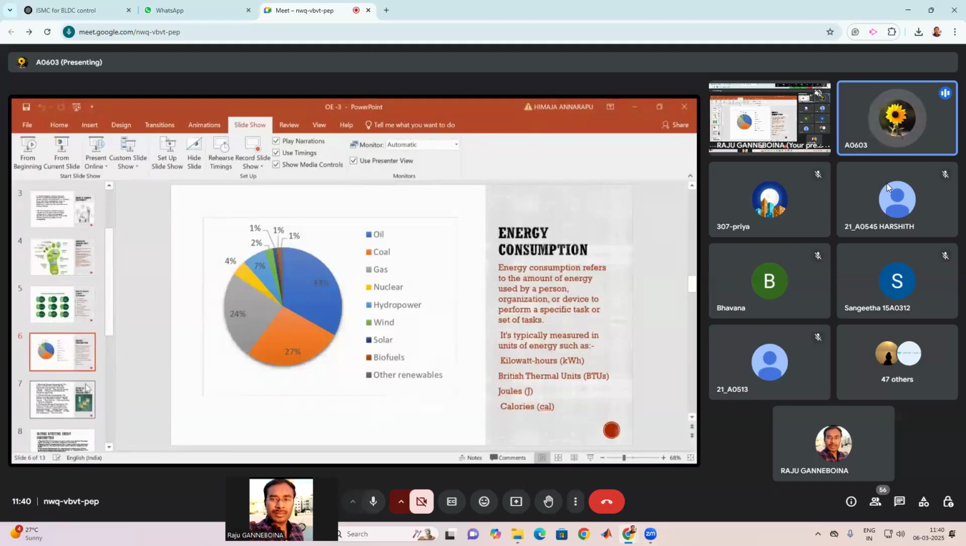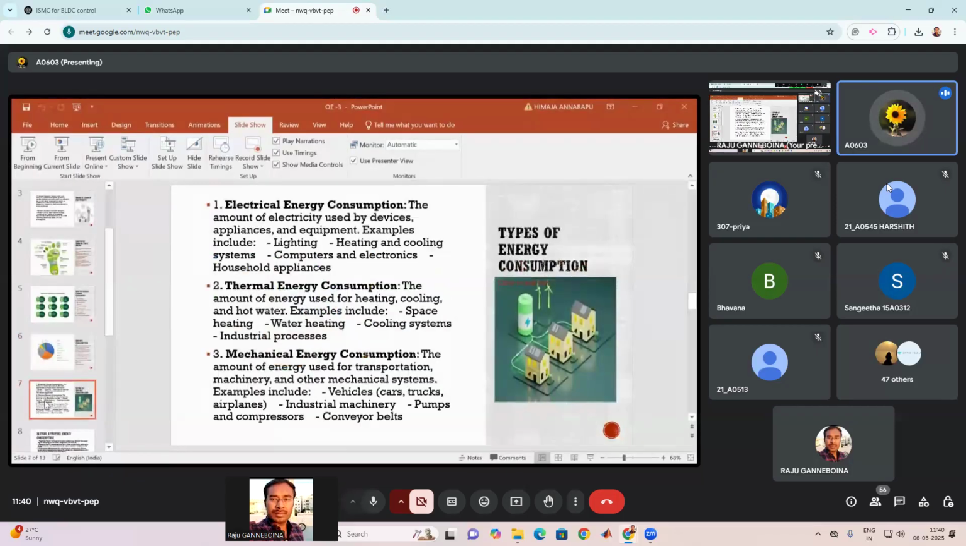33% is consumed by oil, 27% by coal, 24% by gas, 4% by nuclear, and 7% by hydropower, 2% is wind, 1% solar, 1% biofuel, and 1% is other renewables. So there are mainly three types of energy consumption: electrical energy consumption, thermal energy consumption, and mechanical energy consumption.